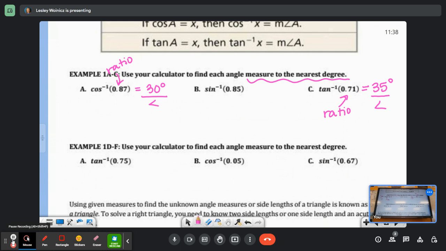I'm just labeling it because it's really easy when you're doing this fast to forget what you're doing, and then it stops making sense. So if we can make it make sense while we're doing it, that would be ideal. I don't know that we need to do the next row. It's just plugging it in the calculator.